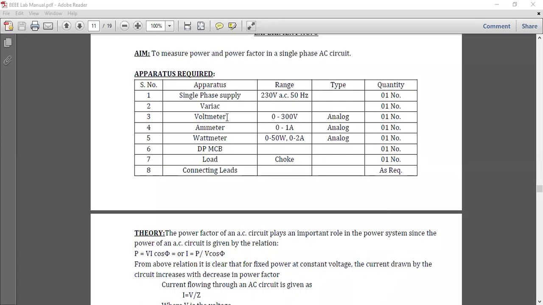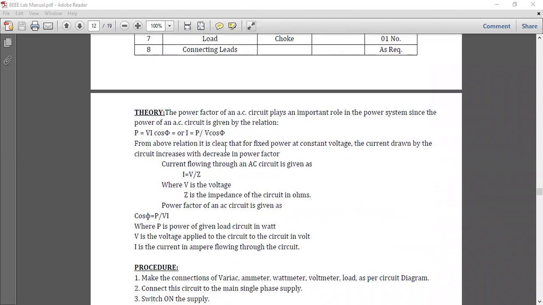And we need one voltmeter to measure the voltage, then ammeter to measure the current, then wattmeter to measure the power. Then there is one DP-MCB, that is a double pole miniature circuit breaker, then load, then connecting leads. So this is the apparatus that we need. And this is all about the theory.